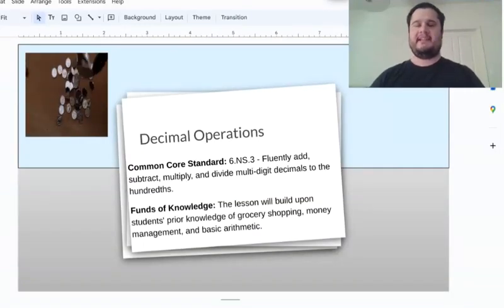This is my revised lesson plan for Common Core Standard 6 in S3: add, subtract, multiply, and divide multi-digit decimals to the hundreds. In this lesson, I will build upon my students' prior knowledge of grocery shopping, money management, and basic arithmetic.